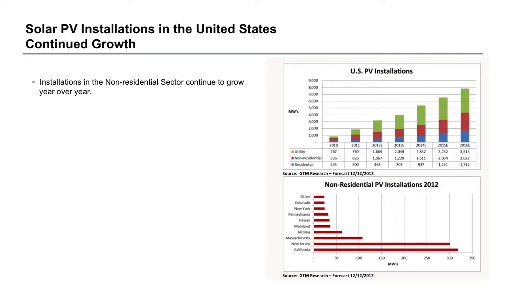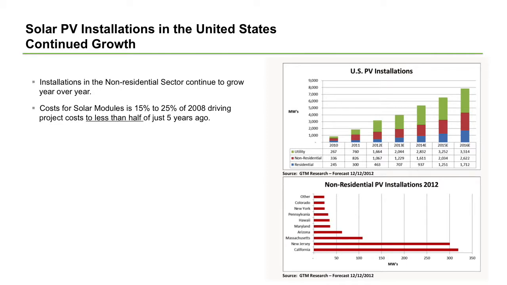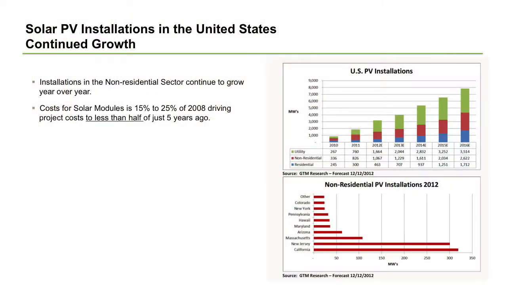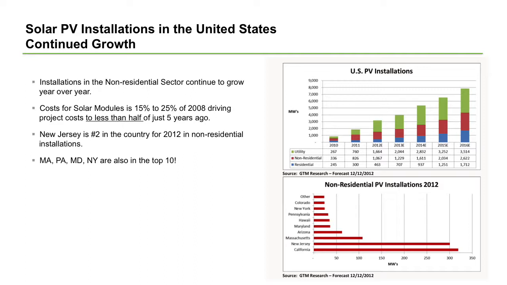So in terms of market growth, installations of really all of the various sectors for solar has been increasing year over year. What's interesting, the cost for solar modules, people have various data points for costs of solar. In just the past 5 years, solar modules have come down to 15 to 25% of the cost they were in 2008, 2009. And the entire project costs are less than half, easily, in some cases 30, 40%. So you can see that the growth in the marketplace is really driven by the economics improving over time. New Jersey is number 2 in the country for non-residential commercial space, but Massachusetts, Pennsylvania, Maryland, and New York are in the top 10. So the top 5 are here, right on the East Coast.